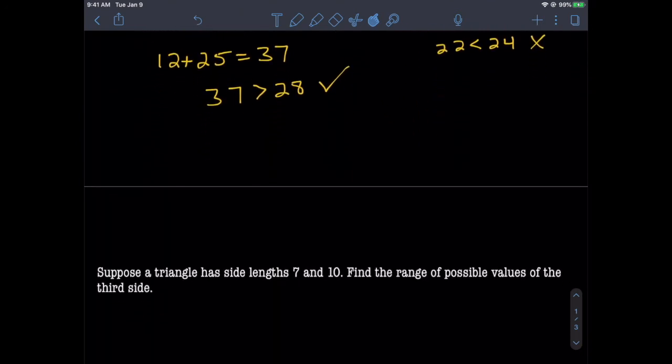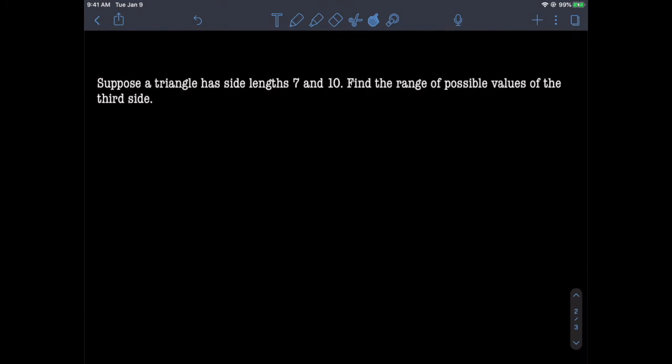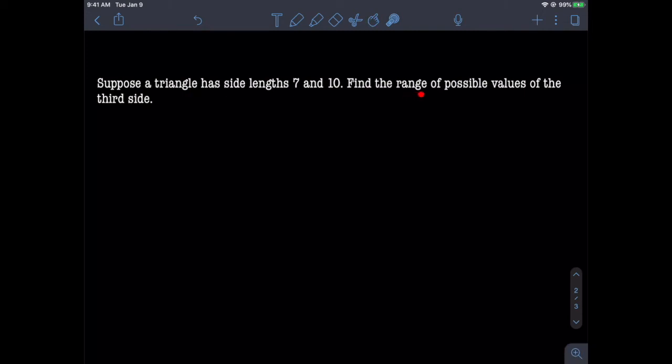Let's see if we can mix things up a little bit. In our next example here, we're given the lengths of two sides in a triangle, and we are asked to find the range of possible values of the third side. First, take a look at the lengths of the sides that are given. We have 7 and 10. To find the range of possible values of the third side, we need to both add these two numbers and subtract them. One is going to give us our lower boundary, the other our upper boundary.